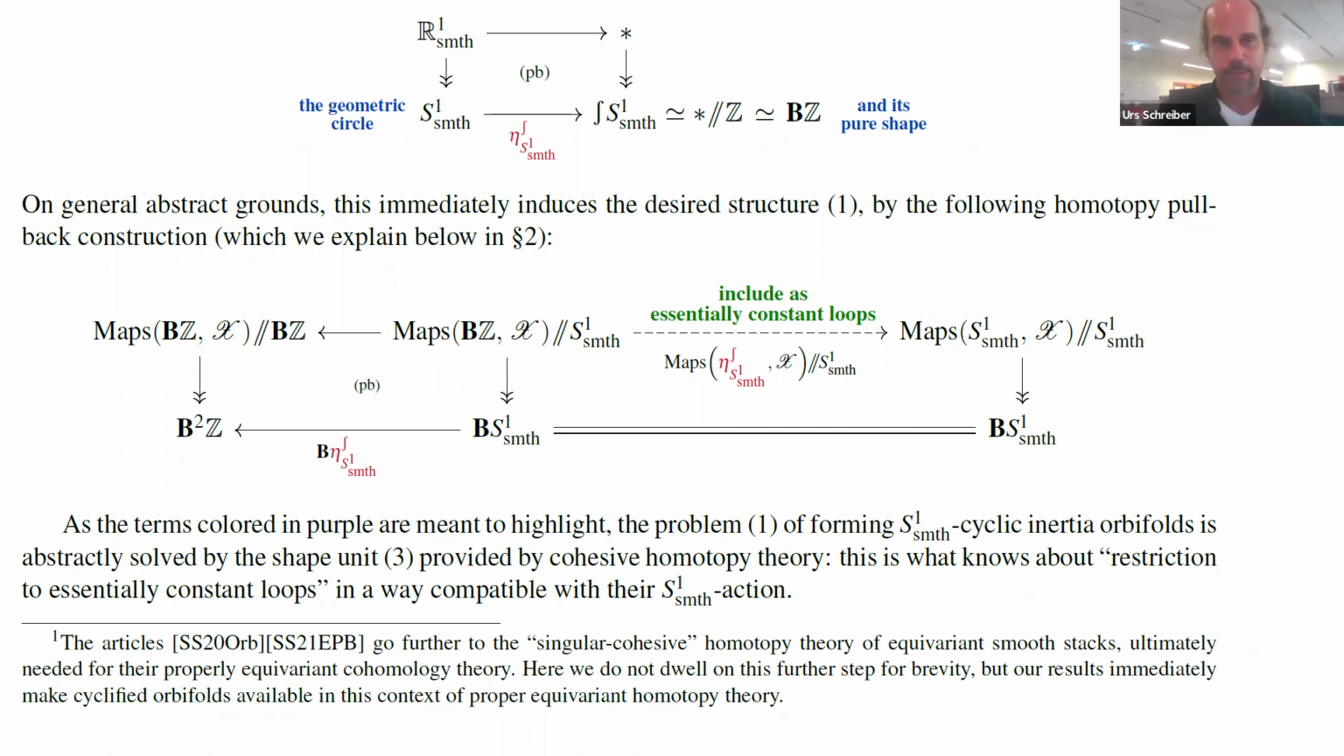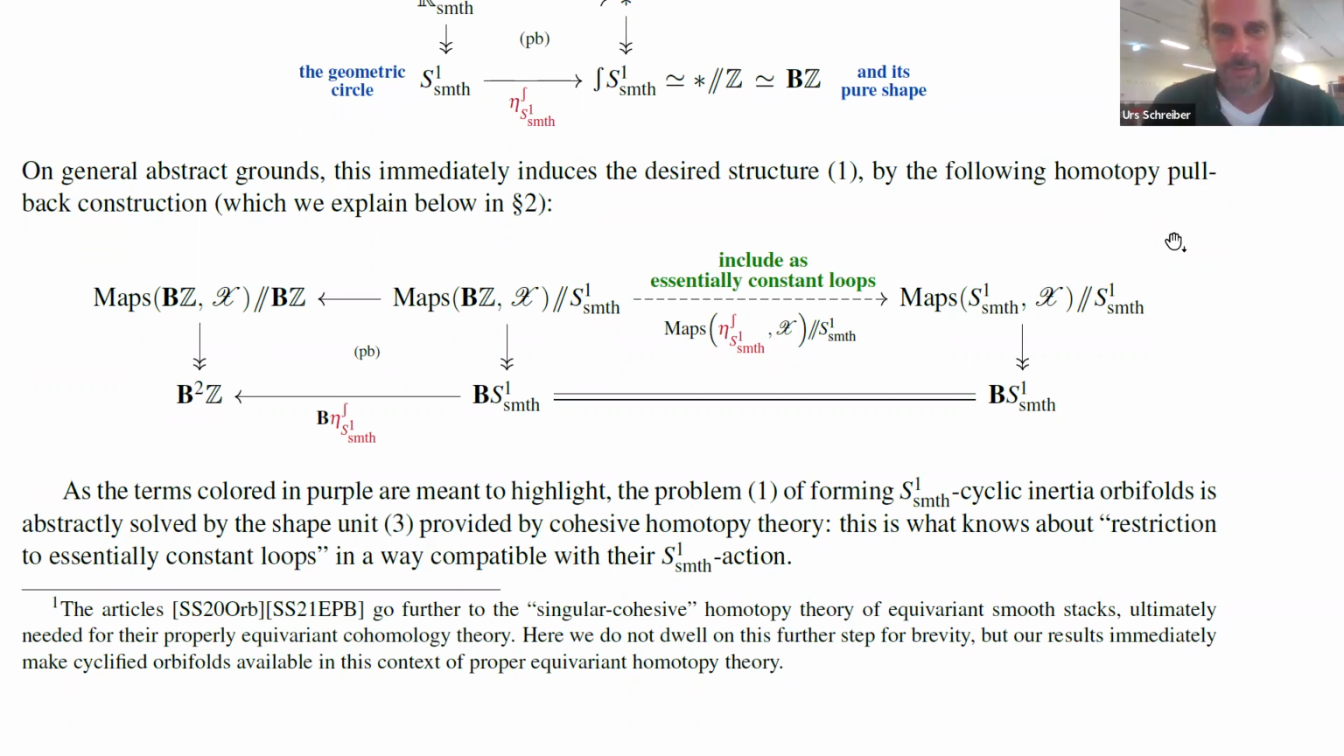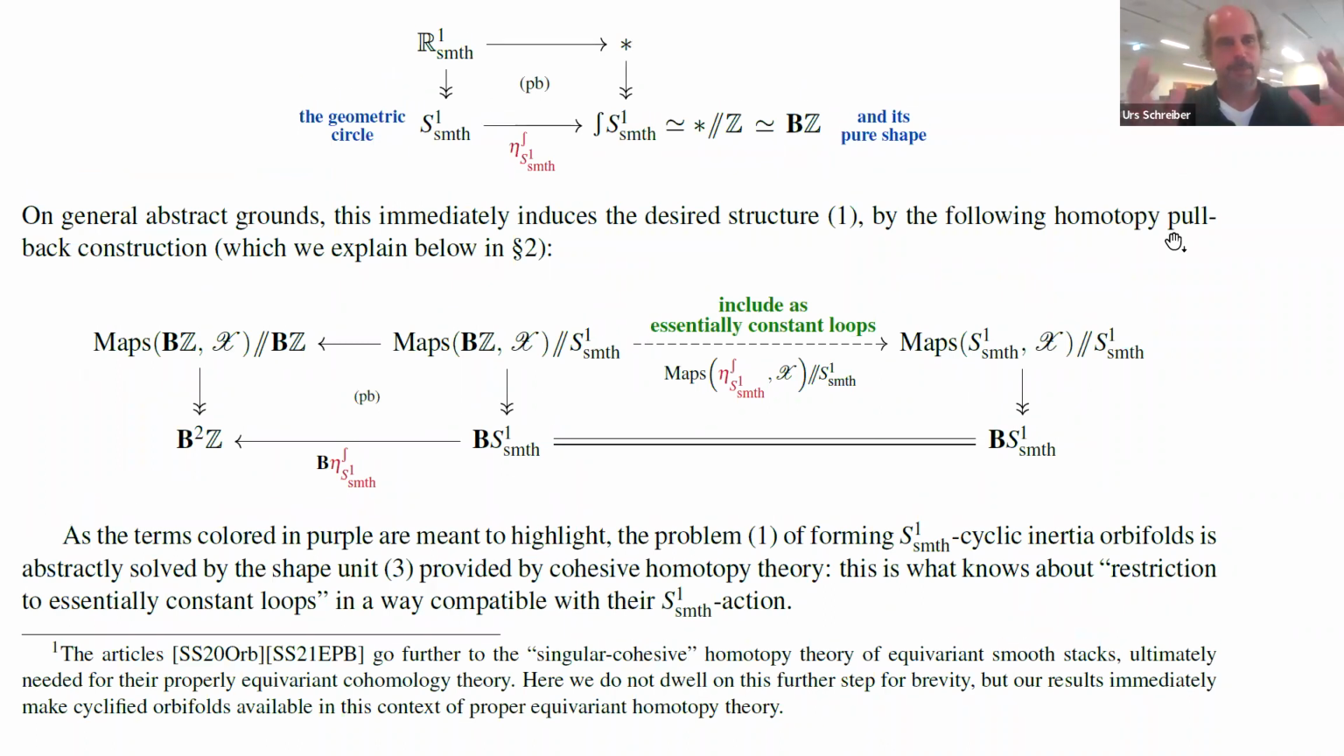So if one could turn time back 15 years or something, and ask what could possibly be the cyclic version of an orbifold, one would say, well, it has to be this, so that's probably what it is. That turns out to be the right answer. I want to amplify that it's kind of nice and fun to observe that this subtle business of passing to essentially constant loops, which really drives all the construction of elliptic homology ever since Witten's construction, is all encoded by the shape unit.